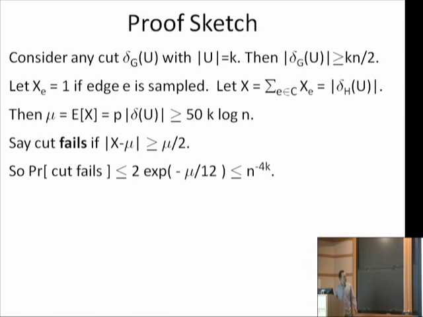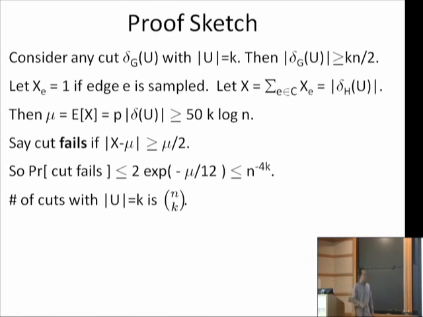Now a simple Chernoff bound says that the probability of a single cut failing is about e to the minus mu, the expected value. And by our lower bound on mu above, this is at most 4 to the minus k, n to the minus 4k. So now we just want to union bound over all cuts of this size. And since we were fixing the size of U to be k, the number of such cuts is n choose k.